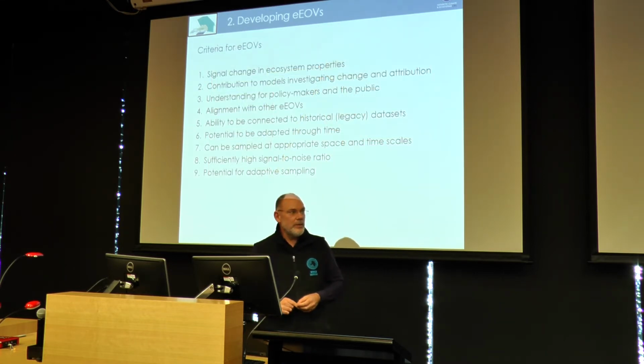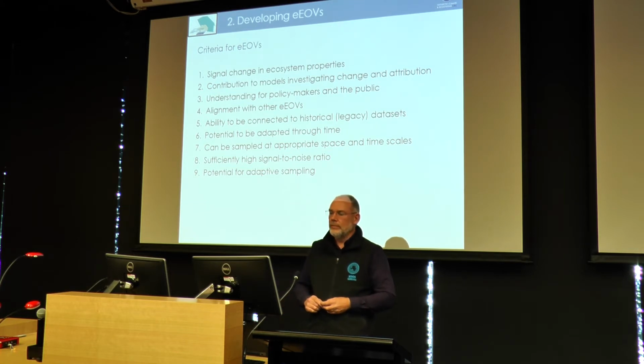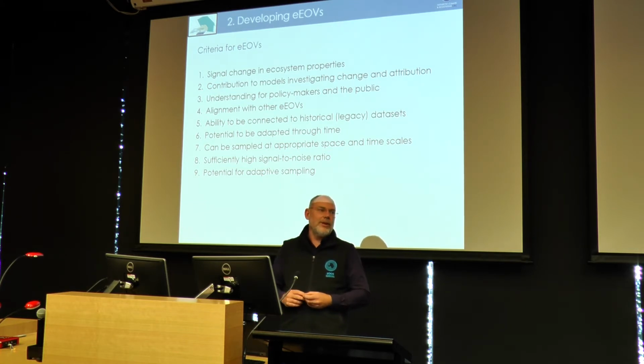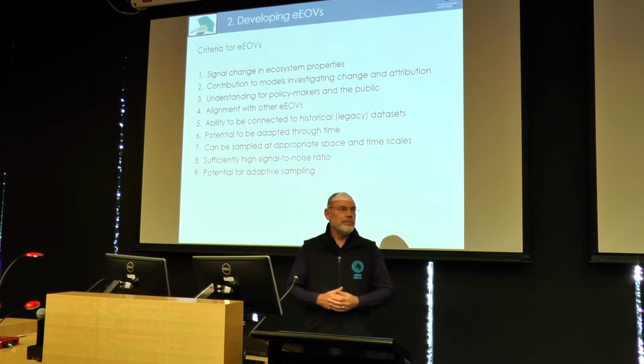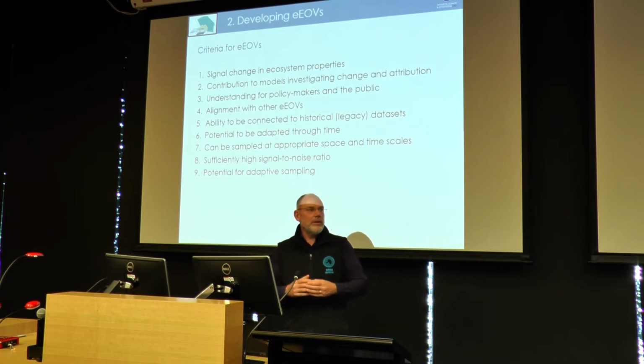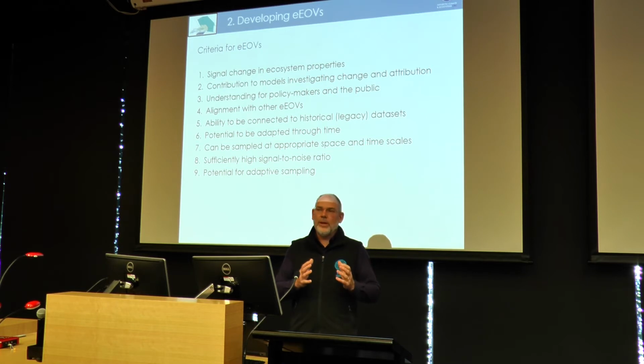So what are the criteria that we might use for EEOVs? We came up with 9. There are a number of criteria around in the scientific community about what's important for an indicator. One of the things to think about with an indicator is that it's trying to demonstrate that something has changed.